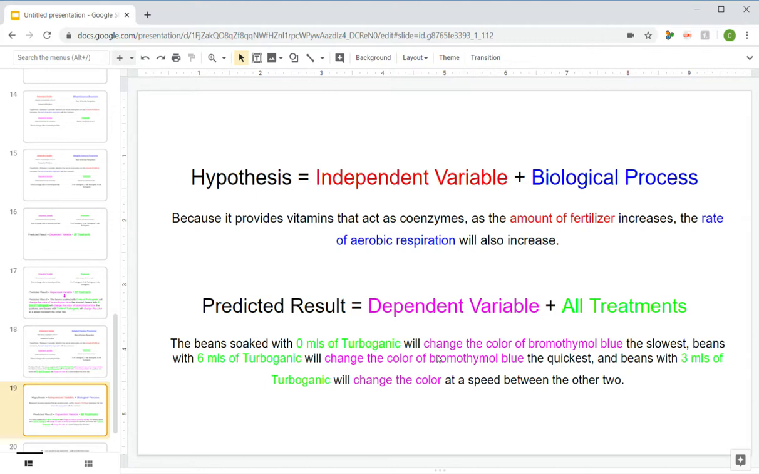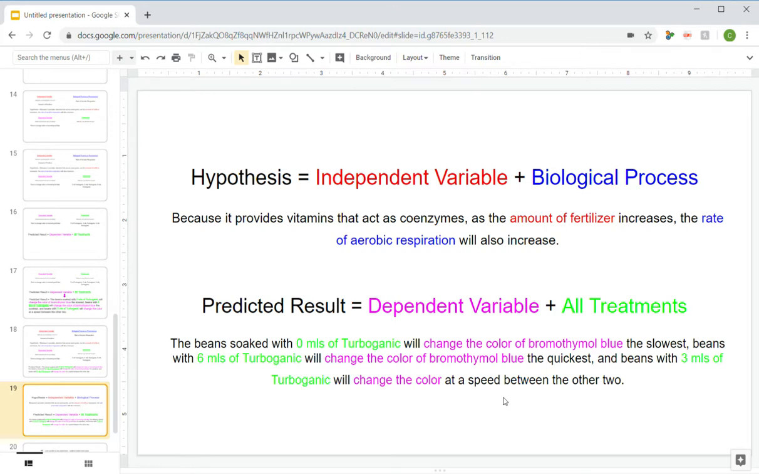Okay, then when we look at our predicted results, we have the beans soaked with 0 mils of Turboganic will change the color of bromothymol blue the slowest. Beans with 6 mils of Turboganic will change the color of bromothymol blue the quickest. And beans with 3 mils of Turboganic will change the color at a speed between the other two. So there we go. We've got all 3 of our treatments, and we've given a predicted outcome for each of those treatments. And that way we can see a trend between the treatments when we go to look at our results.